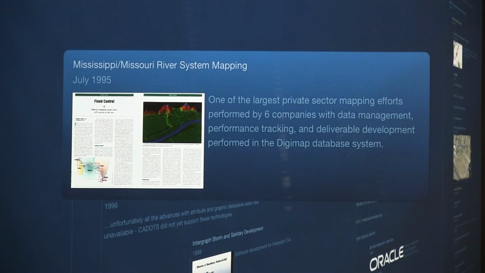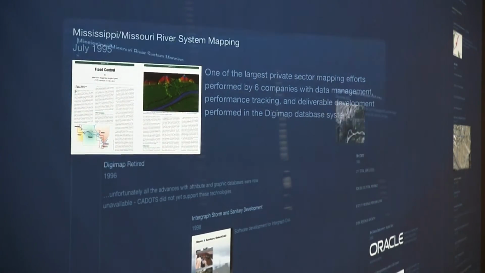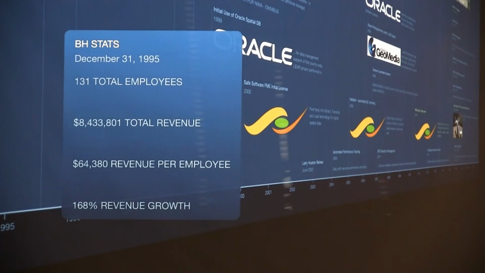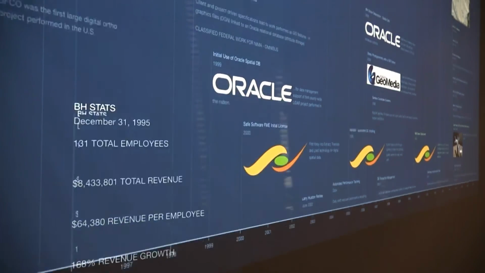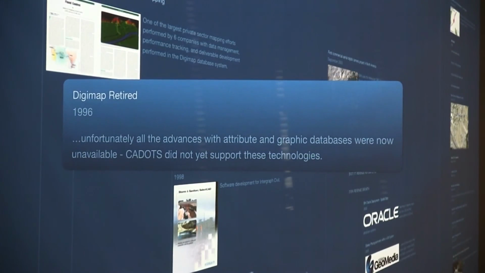One of the reasons I recall we put the whole data set together is we had the Digimap graphical database, and that was used in this project. It was a big deal for us because we had that technology here in Albuquerque. Okay, 1995, you can see we're 131 employees now. We're $8 million in revenue, $64,000 per employee, and 168% growth in that time. So you can see how quickly we're growing, and you can see the influence of technology on that.